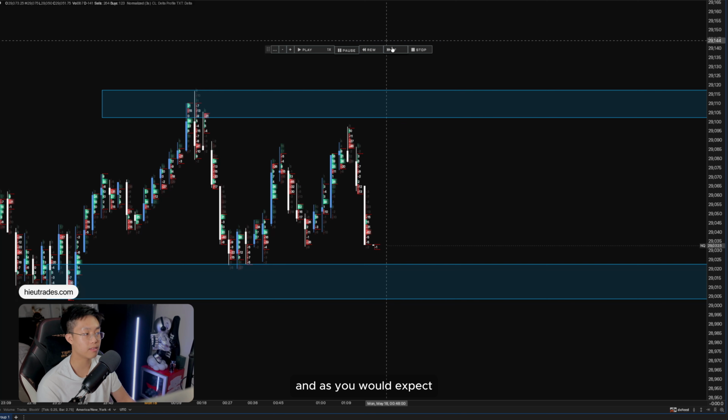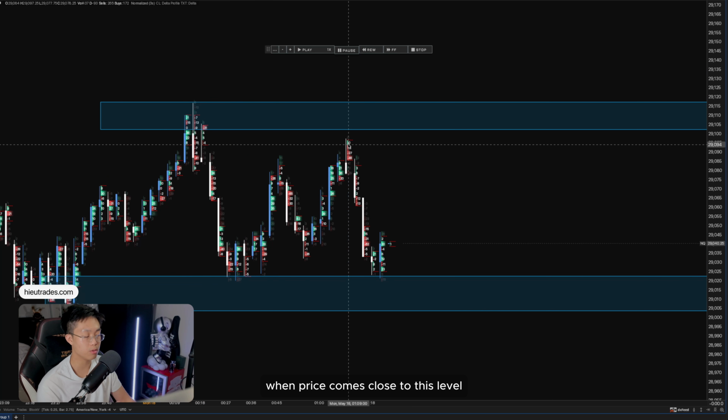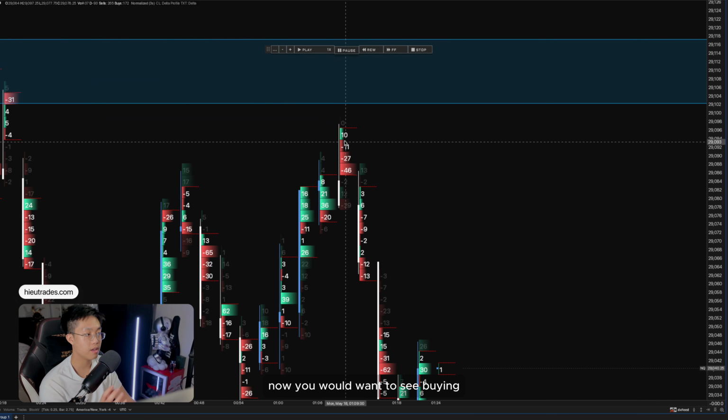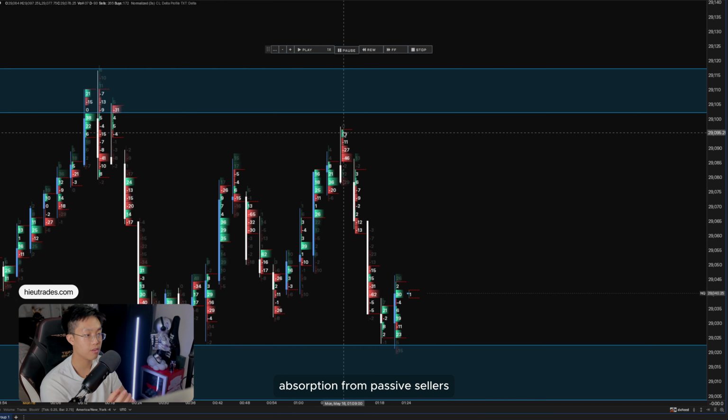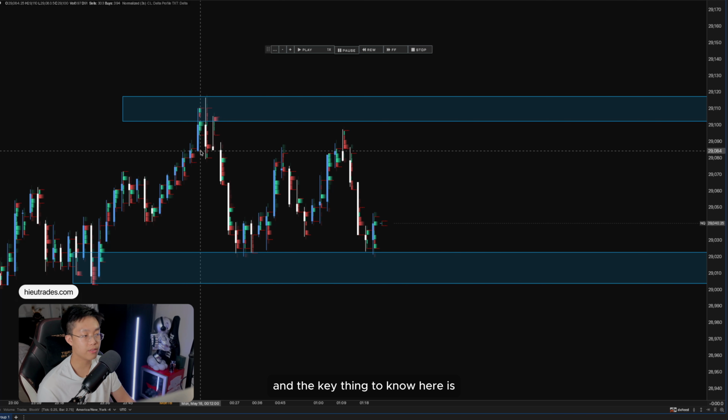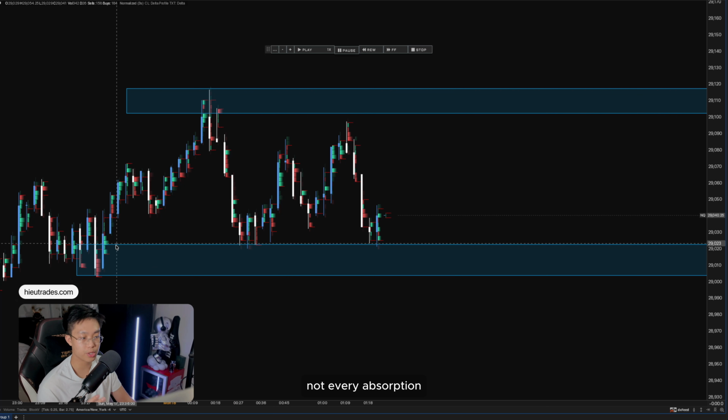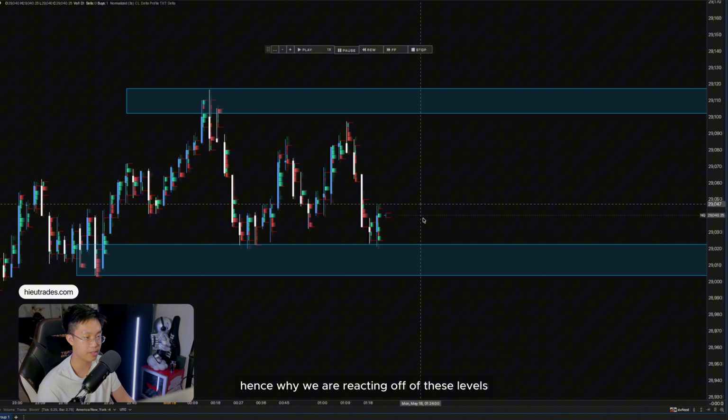And as you would expect, when price comes close to this level, which acts as a resistance level now, you would want to see buying absorption from passive sellers. And the key thing to know here is not every absorption or initiation is going to look the same. And that doesn't really matter because the main thing you want to focus on is whether there's a strong presence of buying or selling. You don't always have to have a picture perfect absorption or initiation to determine whether there's a presence of buyers or sellers, right? This is enough, hence why we are reacting off of these levels.